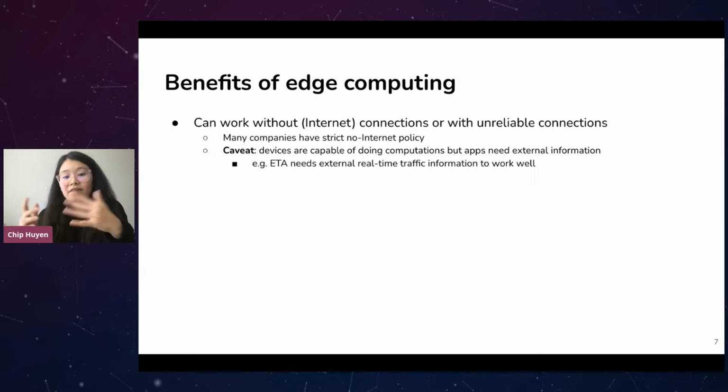There's a caveat to it. The applications might be able to do computations on device, but they might still need external information from the internet to work. For example, with ETA estimation, estimating the time of arrival, the computation might be possible on the device, but you still need to connect to the internet to get the traffic information to get the most accurate predictions.